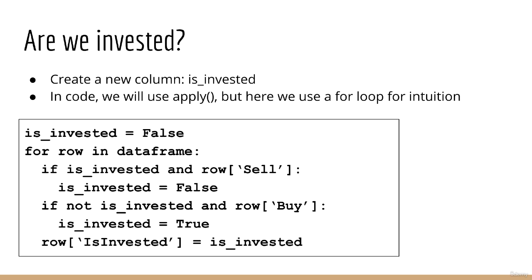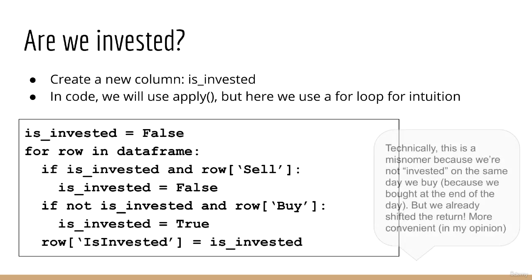So we're going to start by creating a global variable called isInvested, and we'll always start off not being invested, so isInvested is false. Next, we're going to loop through each row of the data frame. Inside the loop, we're going to check two cases. If we are invested and the command is to sell, then isInvested becomes false. If we are not invested and the command is to buy, then isInvested becomes true. Otherwise, we do nothing, and isInvested remains whatever it is. At the end of the loop, we assign the variable isInvested to the column isInvested.